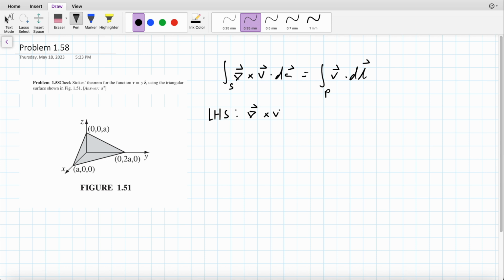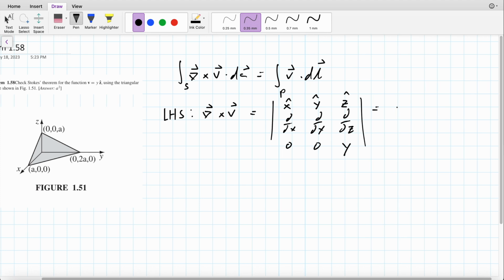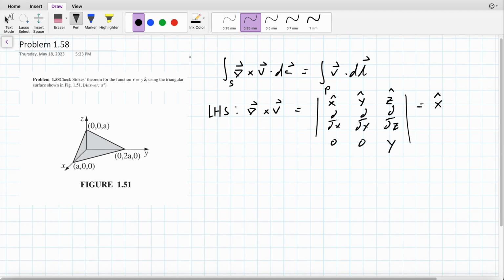So the curl of v vector is x hat, y hat, and z hat, and the partial derivatives of x, y, and z respectively. And now the function. This is only in the z hat, so x and y components are 0, and all we're left with is y. Okay, going through, all we get out of this is simply x hat. Awesome. Okay, now, so this is our curl.